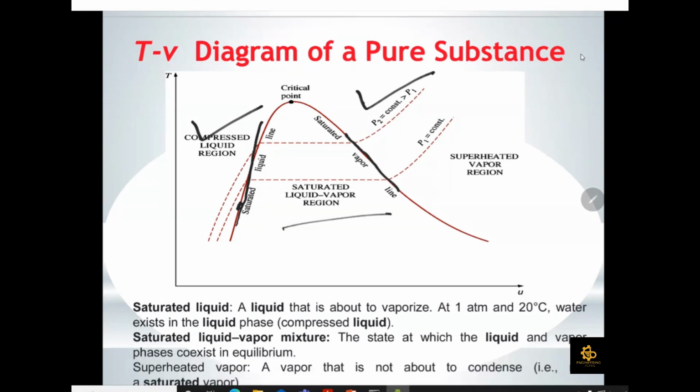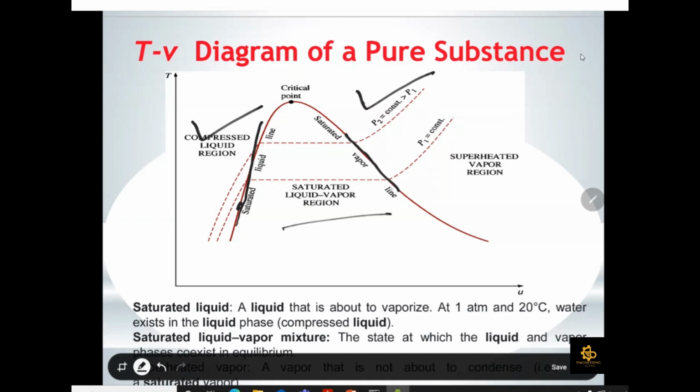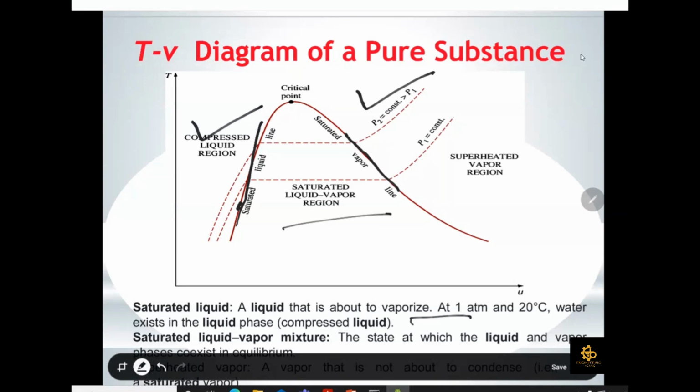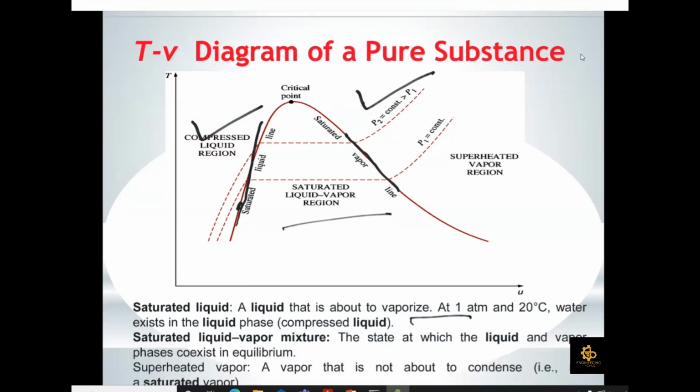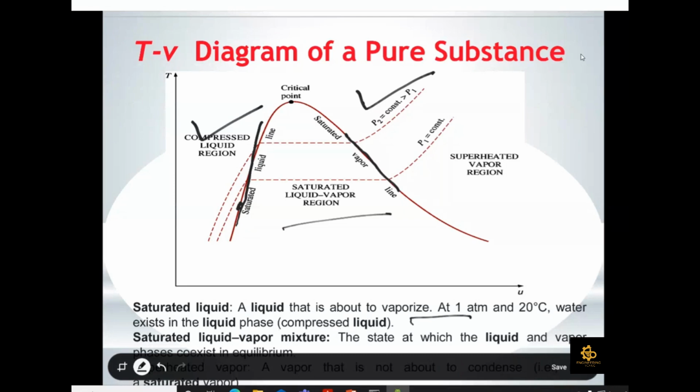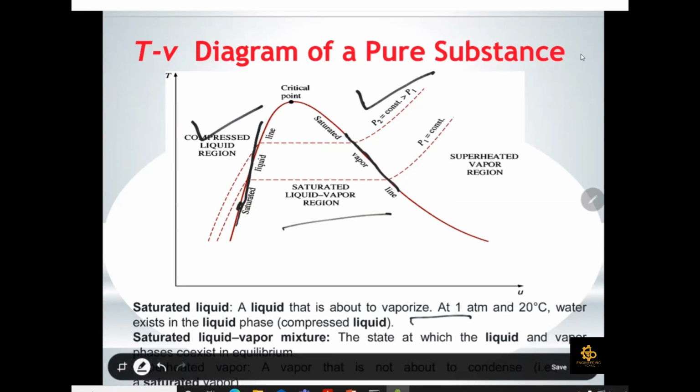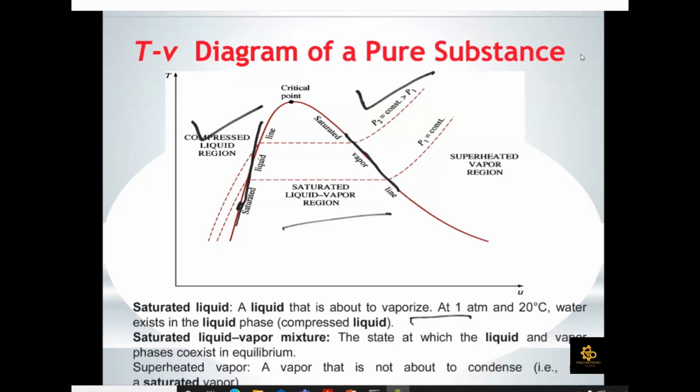You all have the knowledge of what a saturated liquid is, the liquid that is about to vaporize. This is your saturated liquid, and the compressed liquid is forced to be a liquid. This comes from your thermodynamics one course, so there will be nothing new in this. In the saturated liquid and vapor region, which lies in your two phase state, the liquid and vapor phases coexist at this point. Then there will be a superheated vapor, the vapor that is not about to condense, so that is not a saturated vapor.